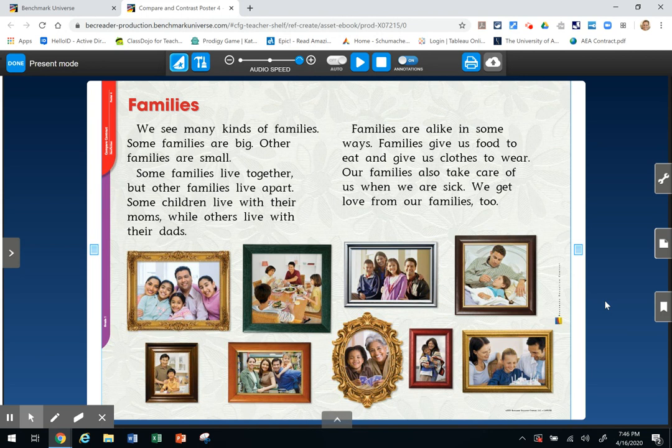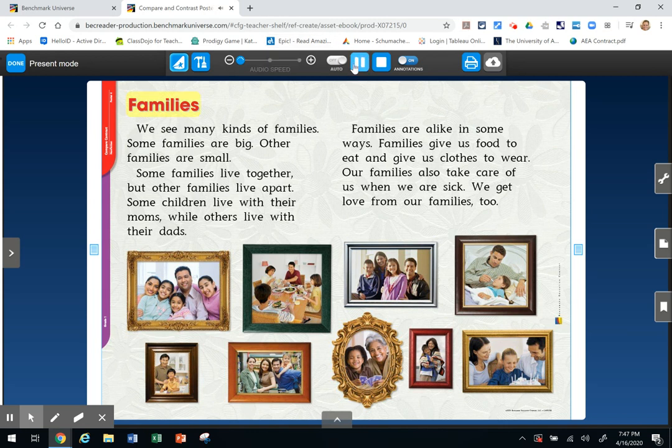Then you guys are going to be taking a very short 4-question quiz. Okay, so make sure that you guys are paying attention and really listening. Okay, so it's called Families. I'm going to have it read to you. I want you to think about how these families are the same and how these families are different.